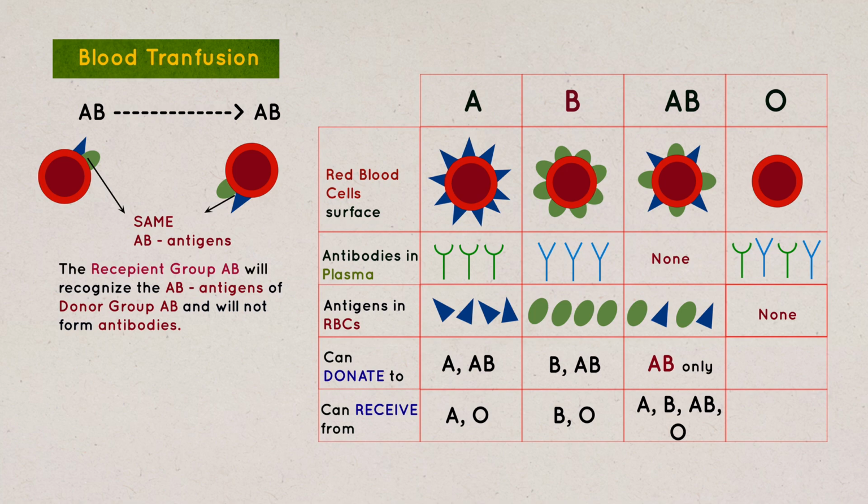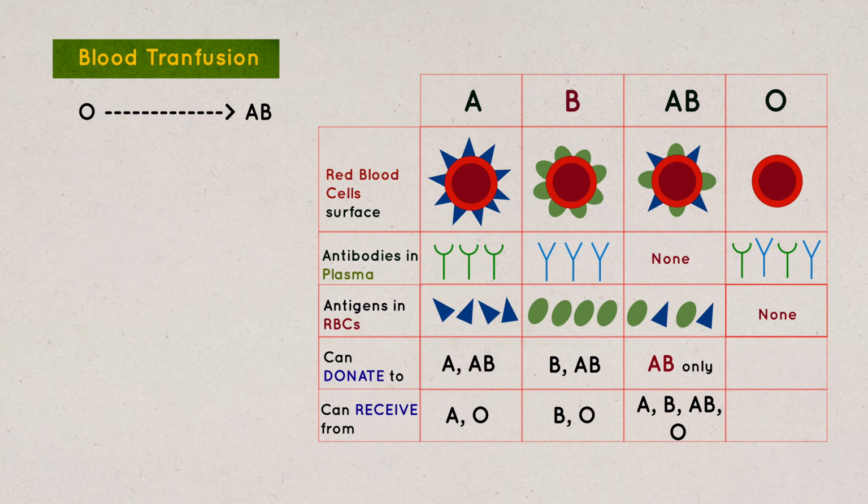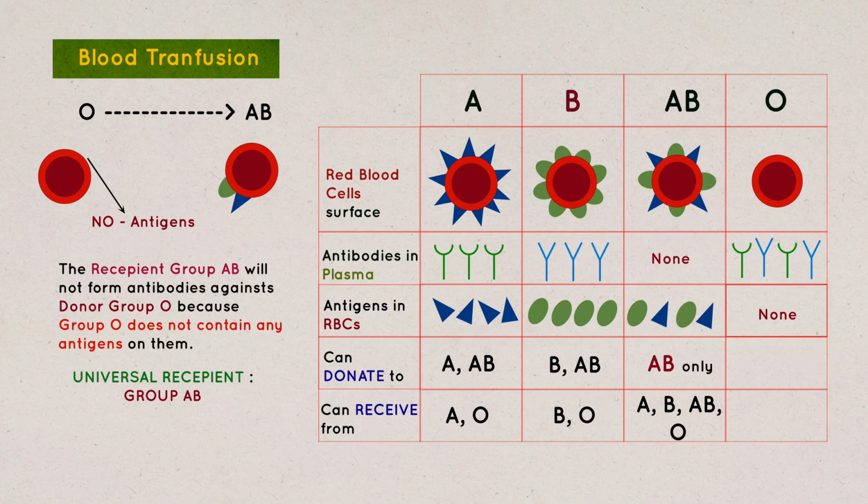Group AB can receive blood from group O. This is because the donor group O doesn't have any antigens on them, so the recipient group AB doesn't form any antibody against it. Since group AB can receive blood from all the groups, it is called the universal recipient group. Well, actually, the universal recipient blood group is AB positive. We will discuss this further in the rhesus system.